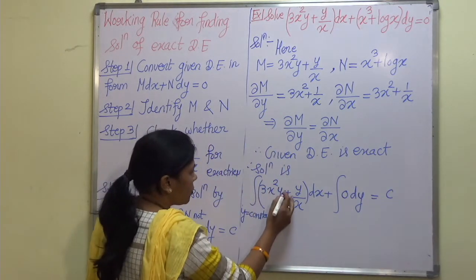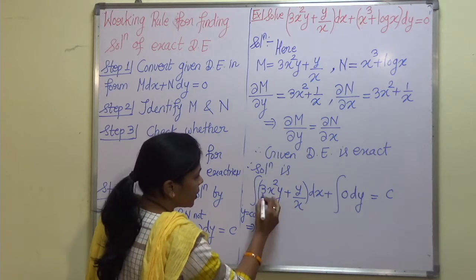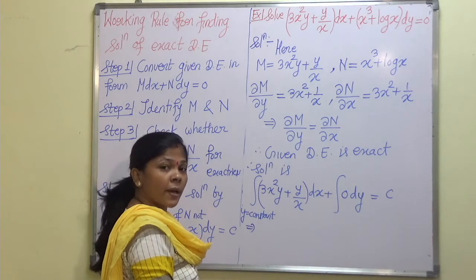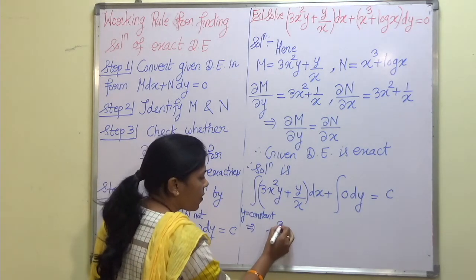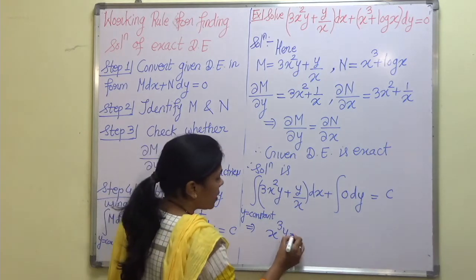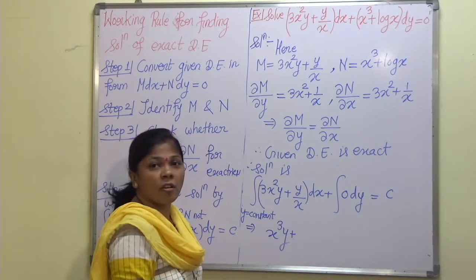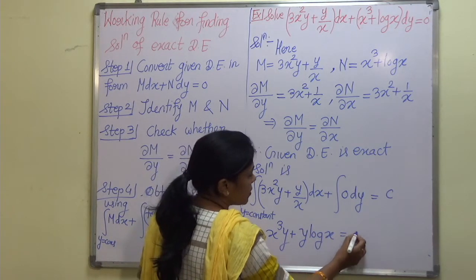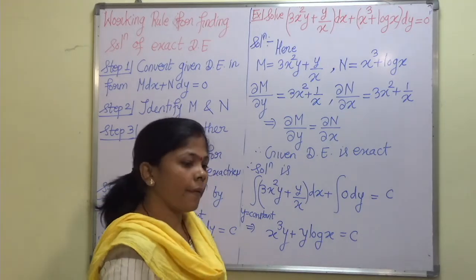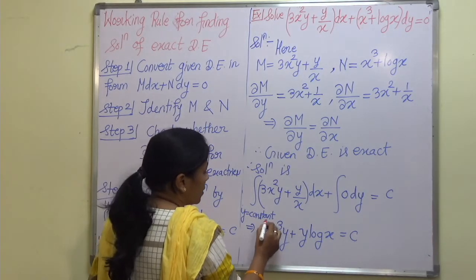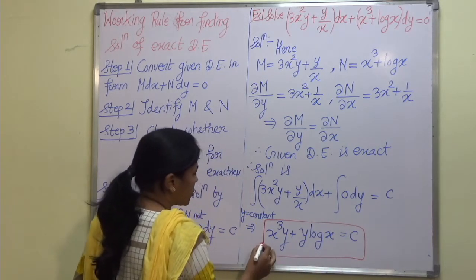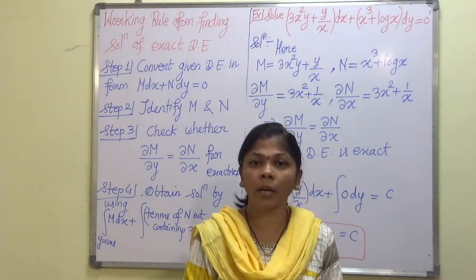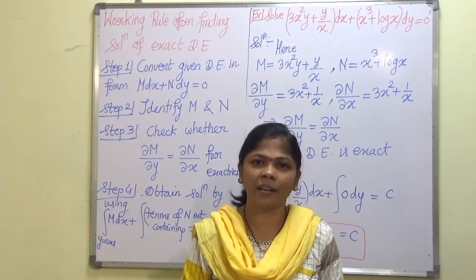Integrate this. So y is constant. Integration of 3x square is 3 constant, and integration of x square is x cube by 3. 3 cancels. So what we have? x cube y. Then plus y is constant, integration of 1 by x is log x. So y log x is equal to c. Like this we have easily obtained the solution of the exact differential equation. So what I'll suggest is to go through the steps one by one carefully, and you will definitely get the solution.